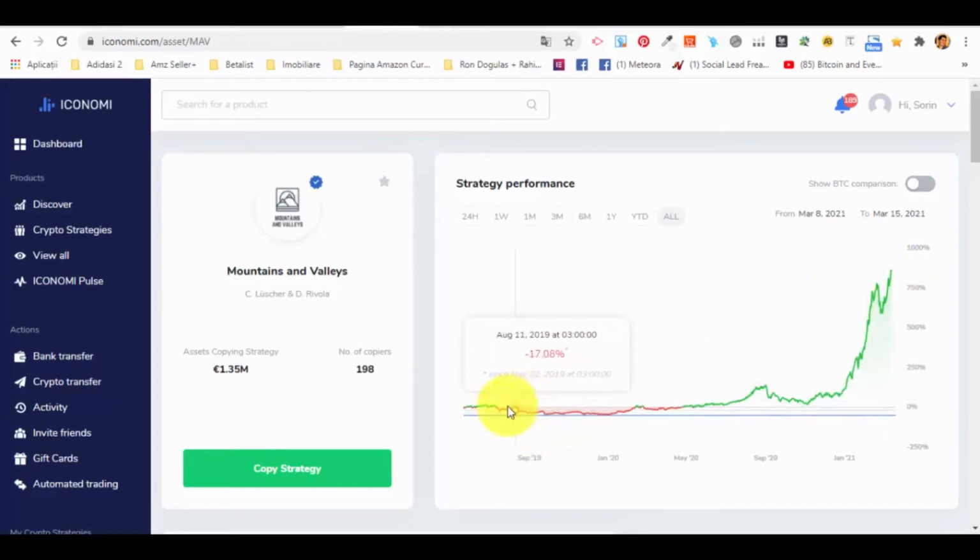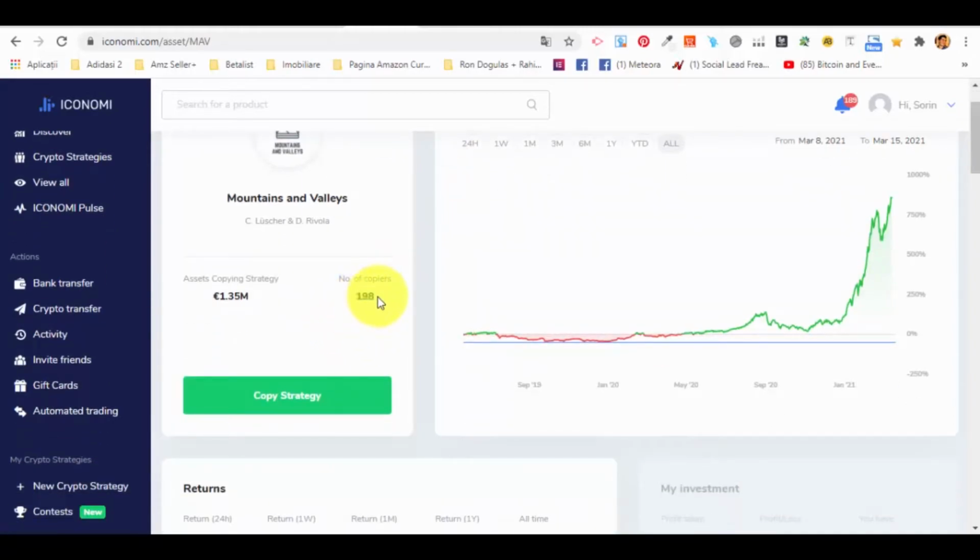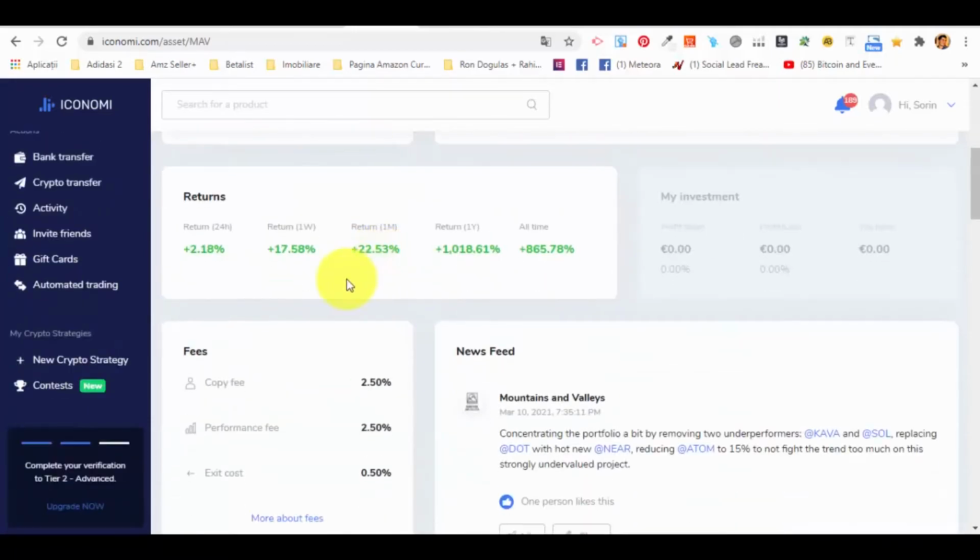And if you are looking here, they had some downtime when they were basically on the loss, but in the last 2 years it obviously grew a lot, and this is something which happened for a lot of strategies. And it has 198 copiers, a total of assets copying the strategy of 1.45 million, which is not bad at all. So the return in the past year was 1000%. Again, not bad at all.